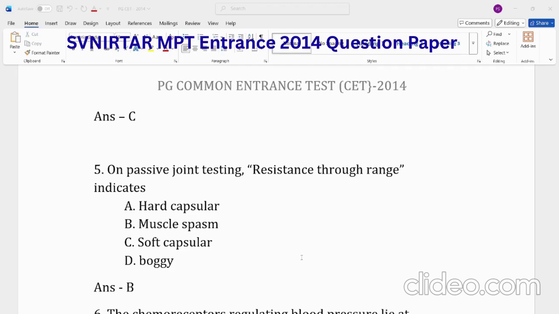So remember one thing for the exam point of view: muscle spasm means the feeling of resistance throughout the range of motion. Soft capsular end feel means a leather-like end feel at the end of the range of motion. Hard capsular end feel means an abnormal end feel where there is an abrupt hard stop before the full normal range of motion, right? And boggy end feel means a soft, spongy or wet resistance, which mostly indicates intra-articular swelling or joint effusion, right? Now comes our next question.